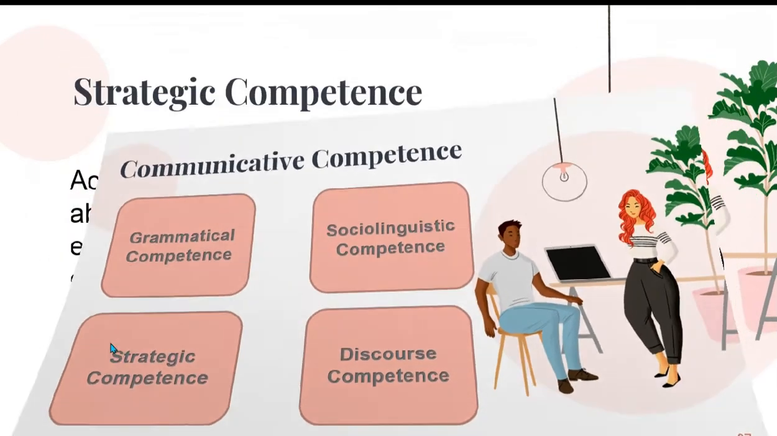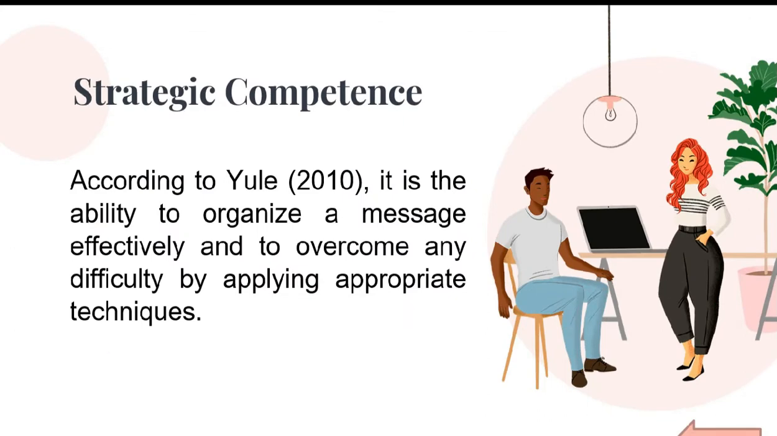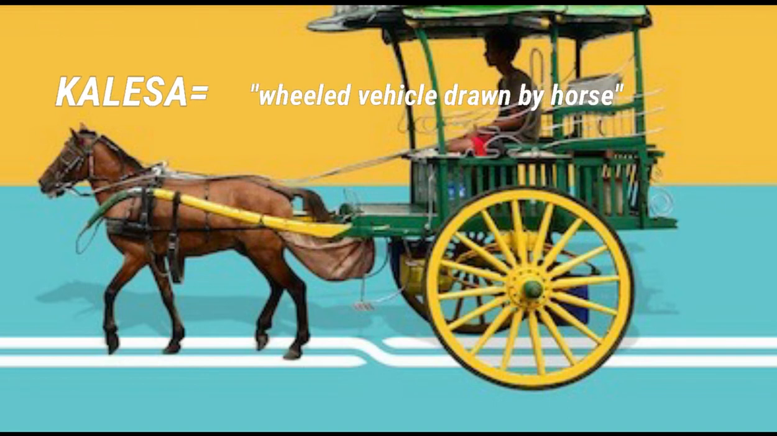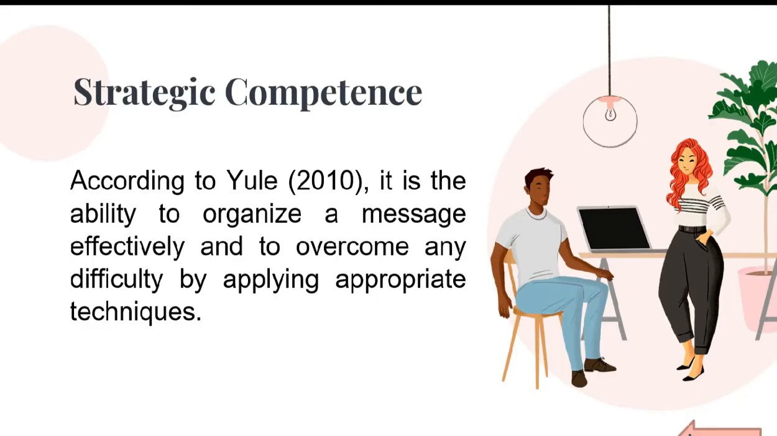Now, let's proceed to the strategic competence. According to Yule, in 2010, strategic competence is the ability to organize a message effectively and to overcome any difficulty by applying appropriate techniques. When a learner experiences a gap between what she or he wants to say and his or her ability to express it, strategic competence is used to bridge the gap. For example, a strategically competent Filipino speaker who wants to talk about the kalesa but does not know the English word can refer to it as a wheeled vehicle drawn by horses, to express the idea. This flexibility in target language use is a key element in communicative success.